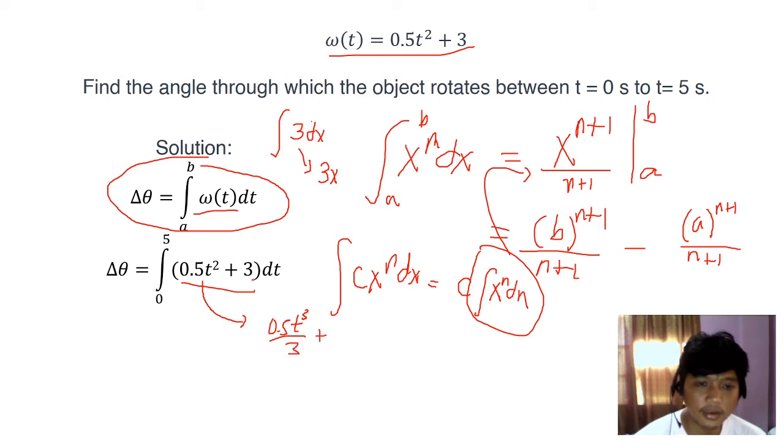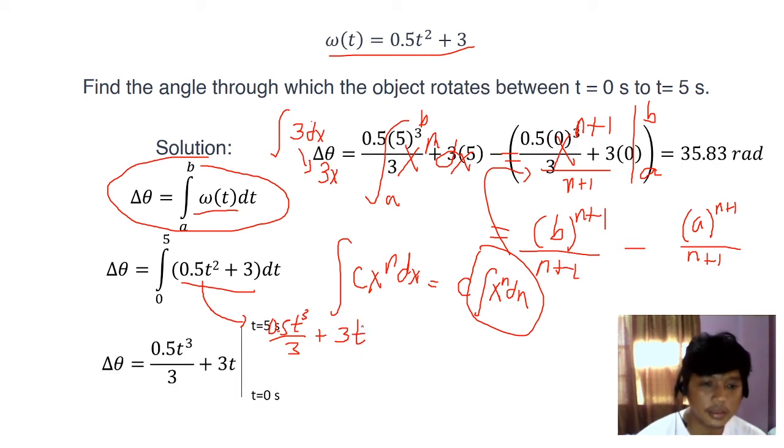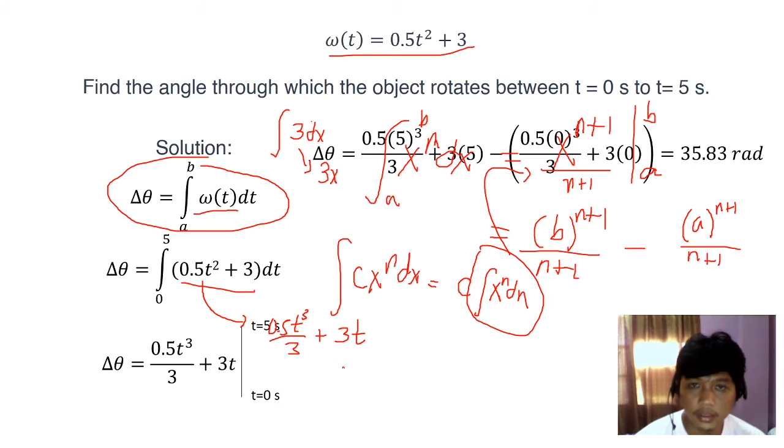So, knowing those rules, this will become 0.5 t cubed over 3, since 2 plus 1 is 3. And since this is a constant, it becomes 3t. Evaluated from t equals 5 to t equals 0, we get the final answer of 35.83 radians.